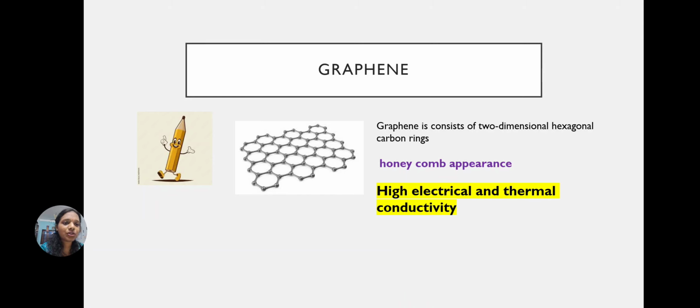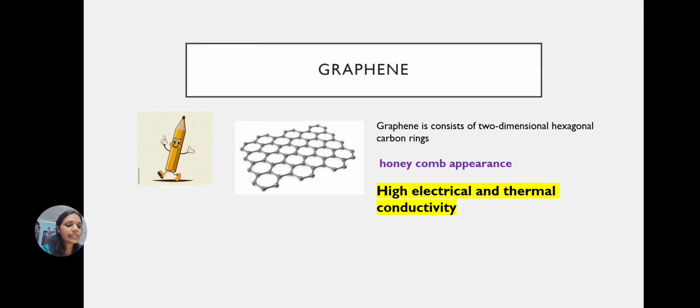Due to its structure and its bonding, it has high electrical and thermal conductivity. Graphene has high electrical and thermal conductivity. Then what about its free electrons? There are some free electrons in the structure of graphene. So due to these free electrons, we can conclude its electrical and thermal conductivity.